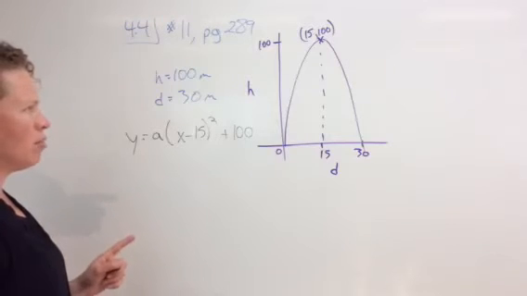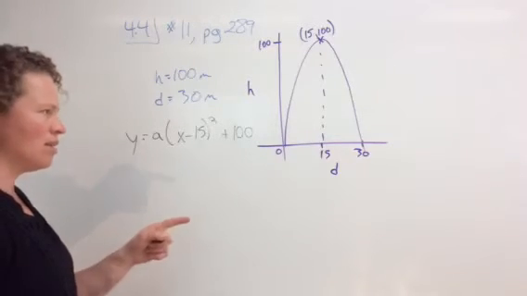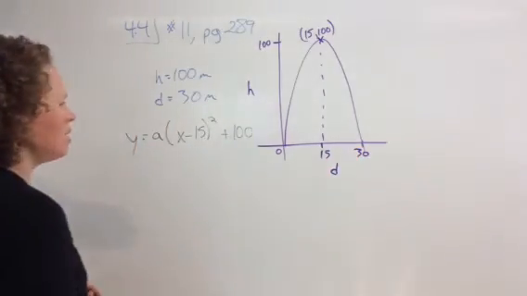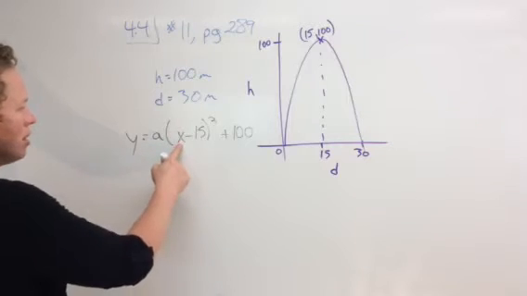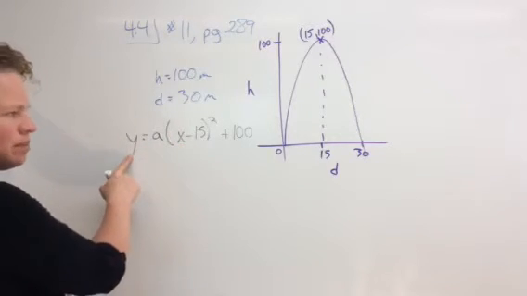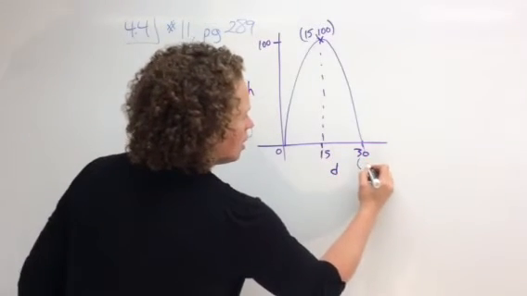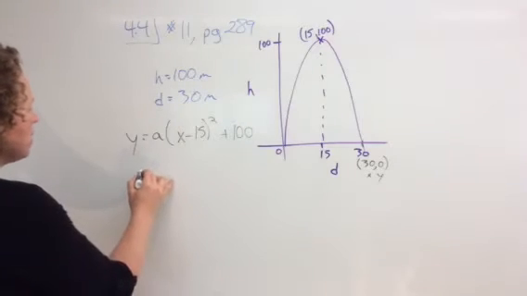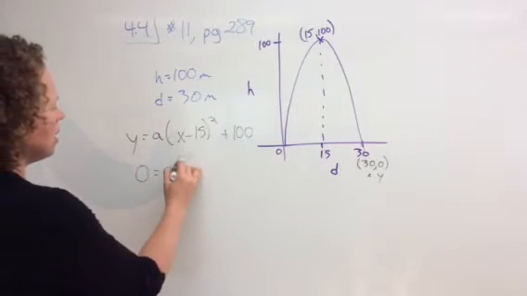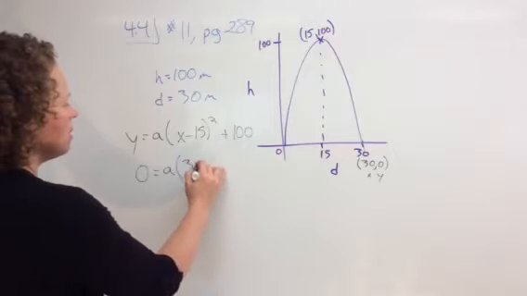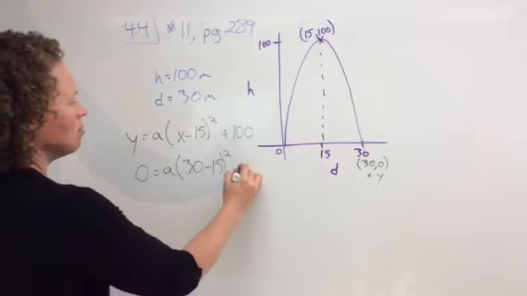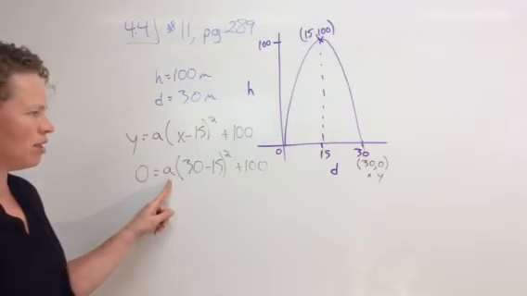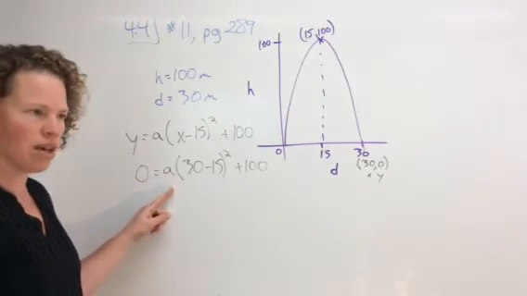I don't have any other points on the graph besides the zeros. I'm not going to use 0, 0, that's no good. But what I could try using is 30 and 0, right? Because this point here is 30 and 0, that's my x and y. So I plug that in: 0 equals a times 30 minus 15 squared plus 100. Now I have an equation where I only have one variable, and therefore I can solve for that variable.